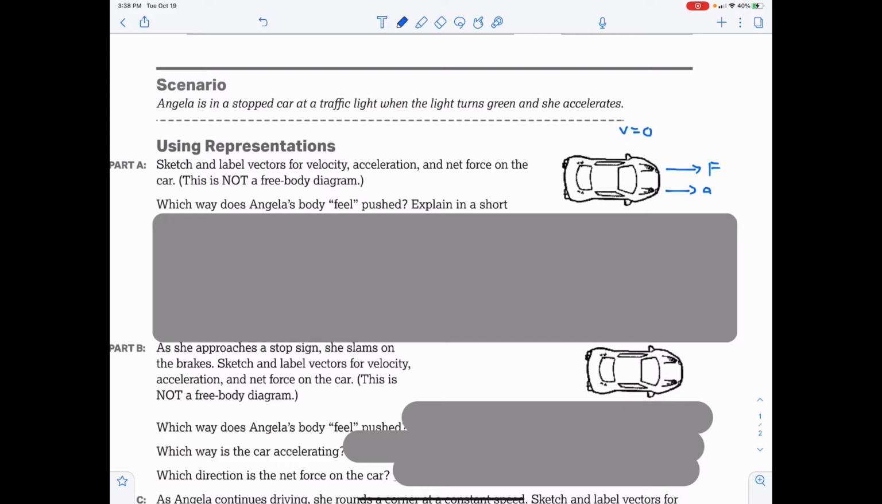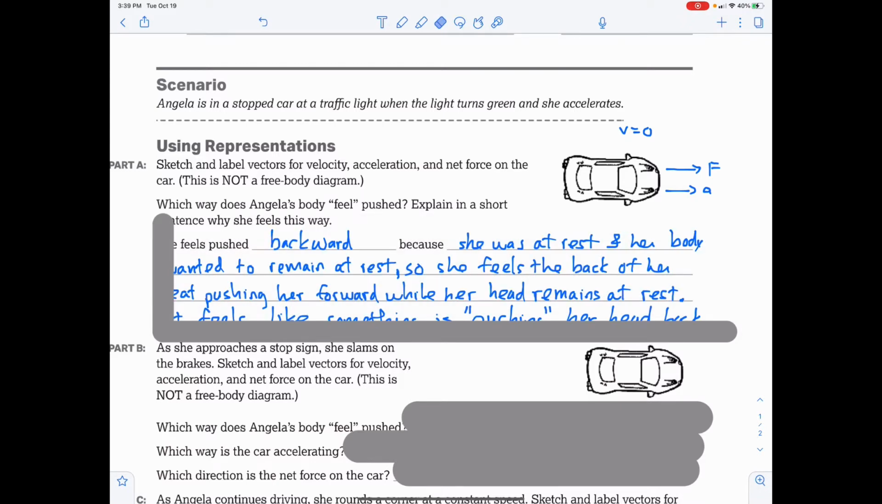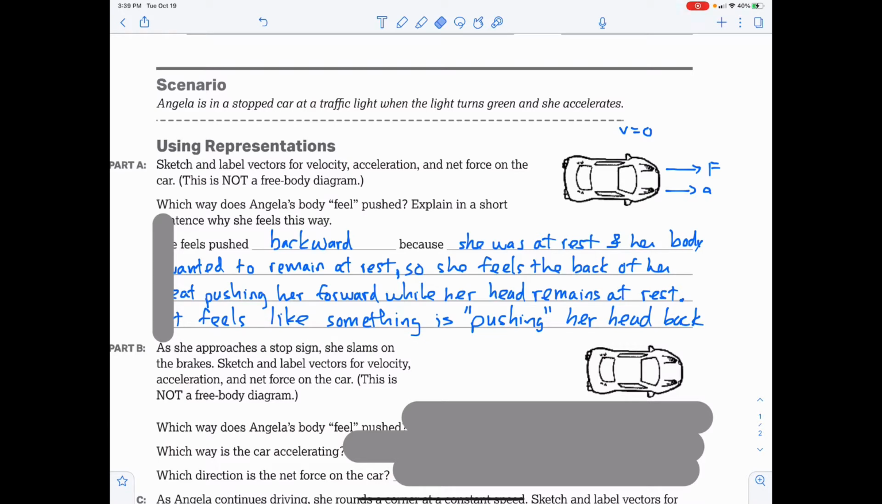Which way does Angela's body feel pushed? Explain in a short sentence why she feels this way. Well, she feels pushed backward because she was at rest and her body wanted to remain at rest. So she feels the back of her seat pushing her forward while her head remains at rest. It feels like something is "pushing" her head back.